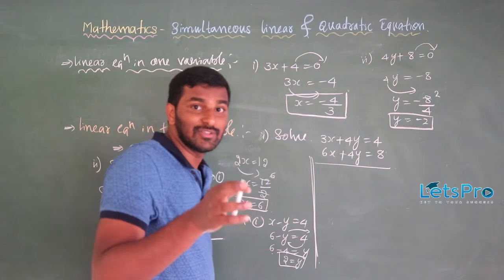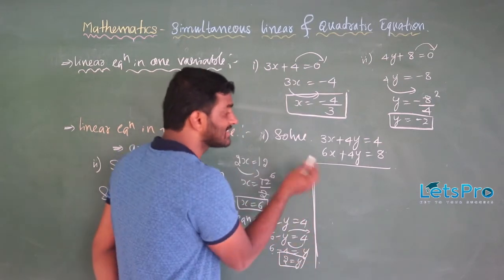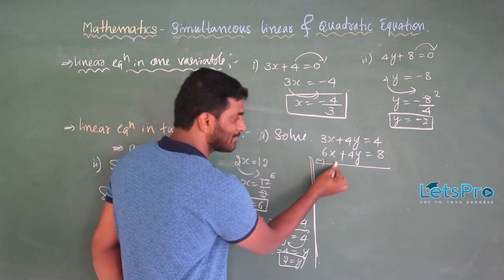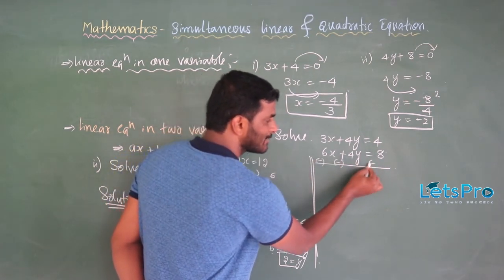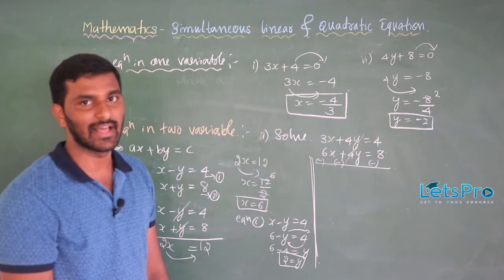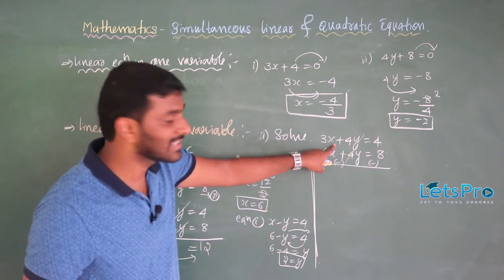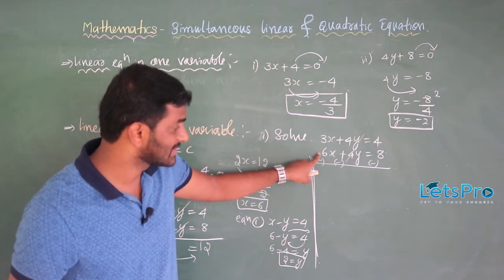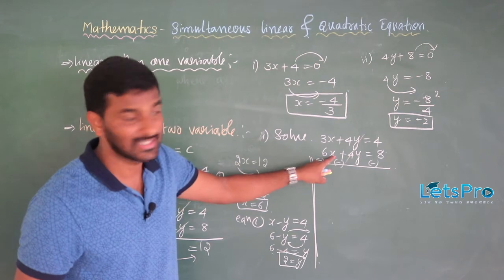Hence, you just change the sign. If it is plus, make it minus. If it is plus 8, make it minus 8. Hence, plus 4y and minus 4y get cancelled. So plus 3x minus 6x. We have to choose not plus 6x, we have to choose minus 6x.